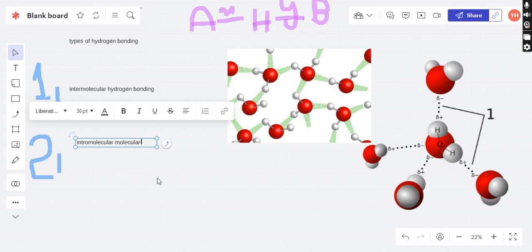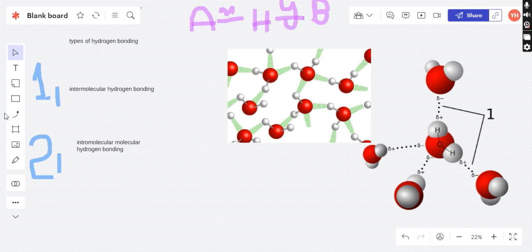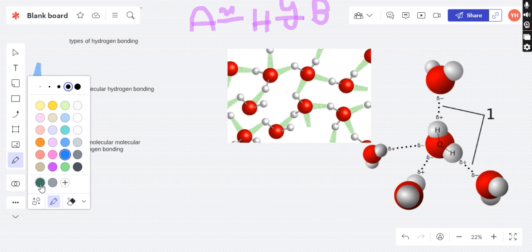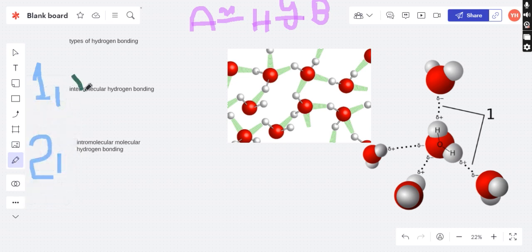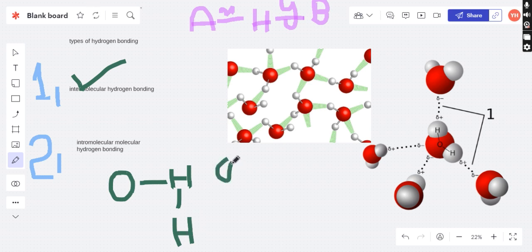So the types are intramolecular and intermolecular hydrogen bonding. Let's take one example of both. First of all, dealing with intermolecular. For example, this is OH and again H. Then O, then H, then again H.